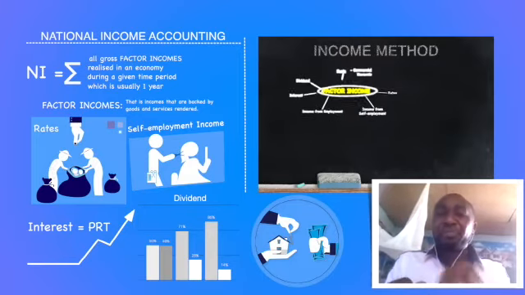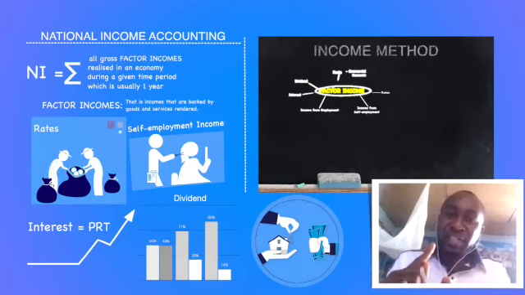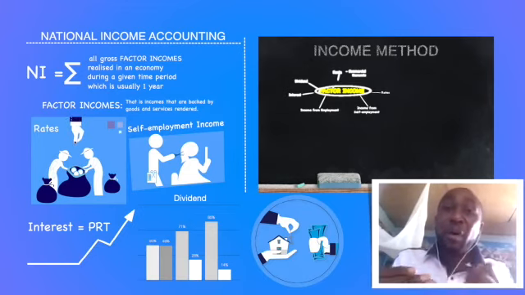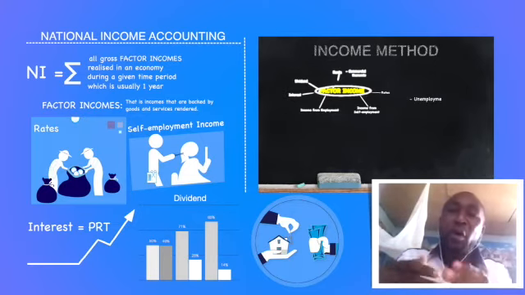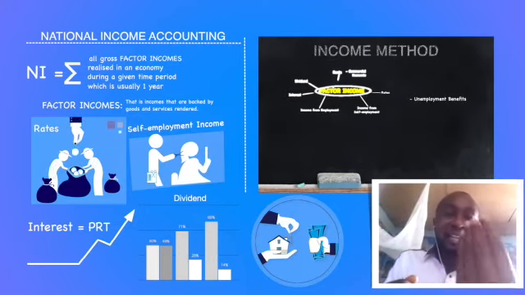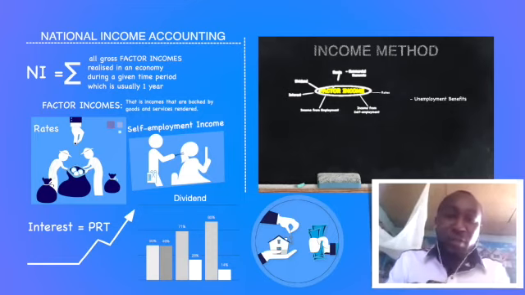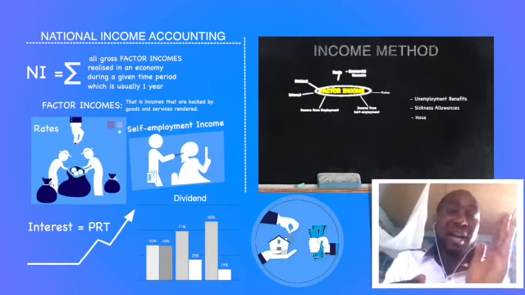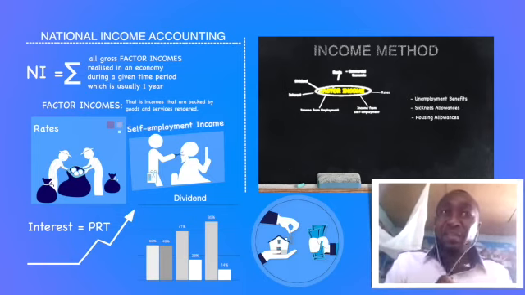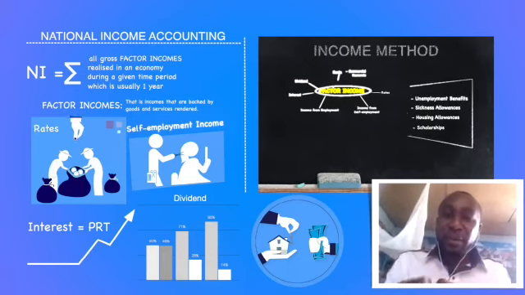Now, there are some incomes which are never considered under this income approach. Incomes like income from unemployment or unemployment benefits, that is things that are given to you but for which you have not done anything to earn it, that is income received but not earned. So we do not consider such incomes under the income approach. We have sickness allowances, they are not considered. We have housing allowances, they are not considered, and to an extent scholarships, they are not considered. So those are not factor incomes.